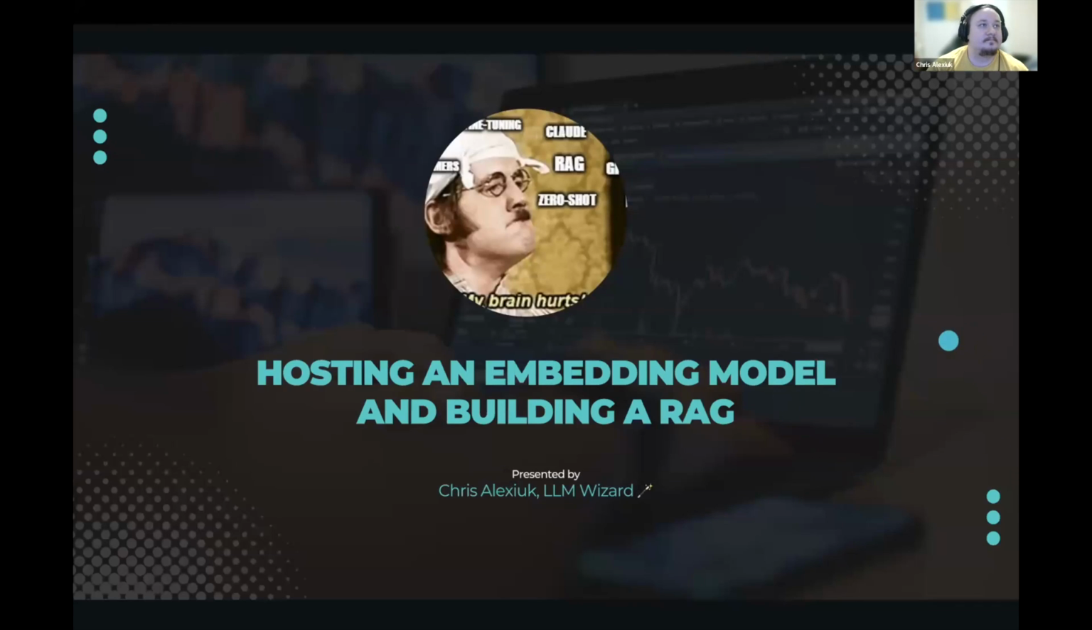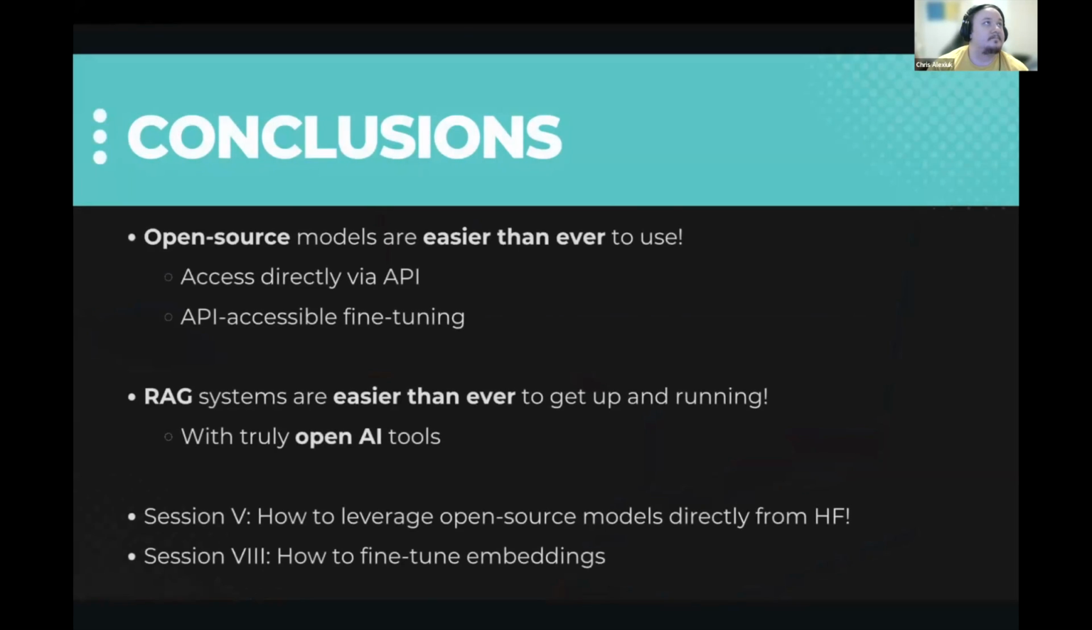Awesome. So what we saw in conclusion is that open source models can actually be pretty easy to use if you pick ones that are hosted on platforms like Gradient. You've got the model accessible and you've got the fine-tuning accessible through the platform, which is really cool. Putting RAG systems together with open source models in truly sort of an OpenAI kind of way is getting easier and easier all the time.